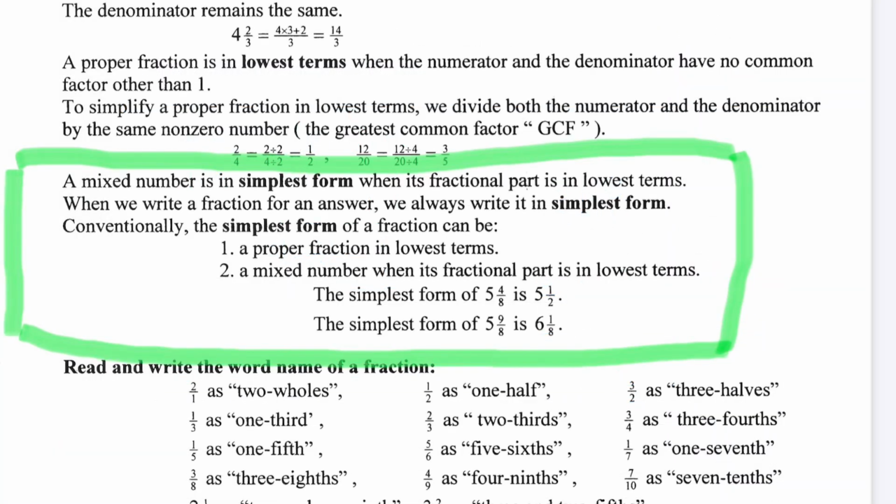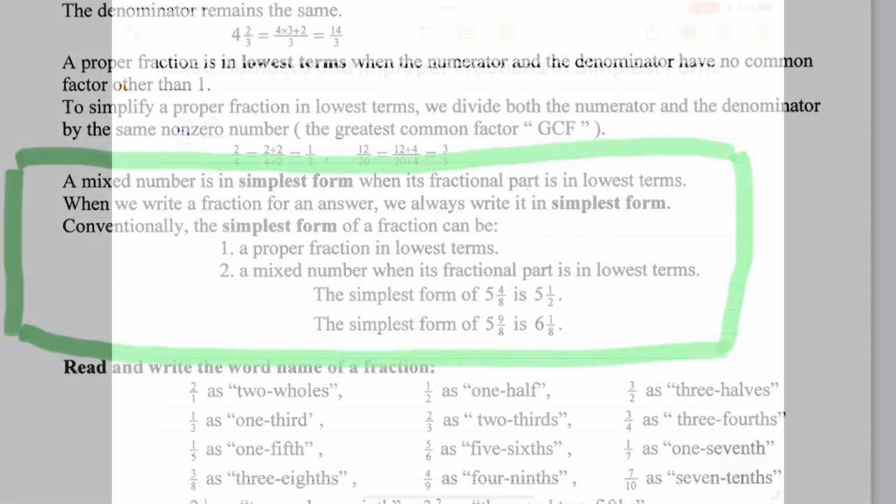A mixed number is in simplest form when its fractional part is in lowest terms. When we write a fraction for an answer, we always write it in simplest form. Conventionally, the simplest form of a fraction can be 1, a proper fraction in lowest terms, or 2, a mixed number when its fractional part is in lowest terms.